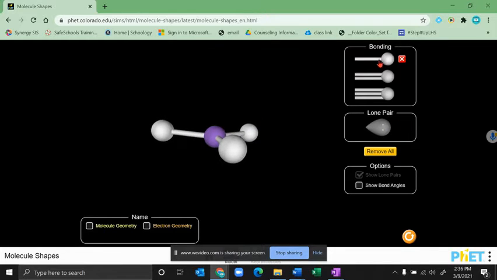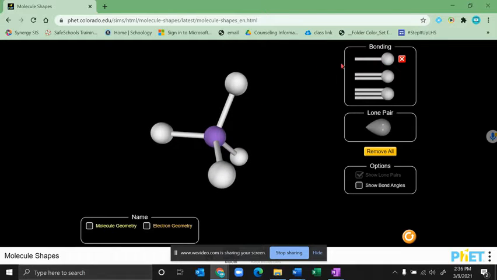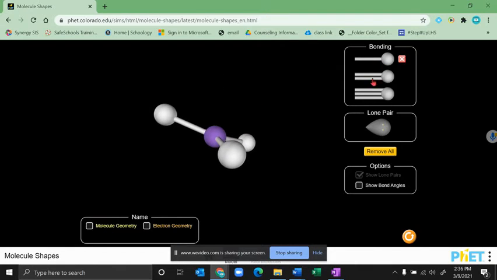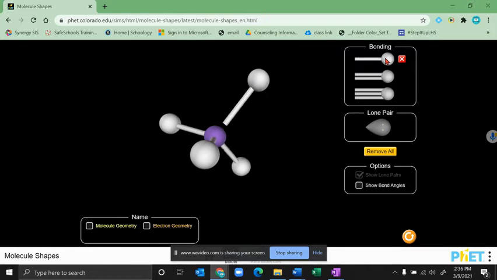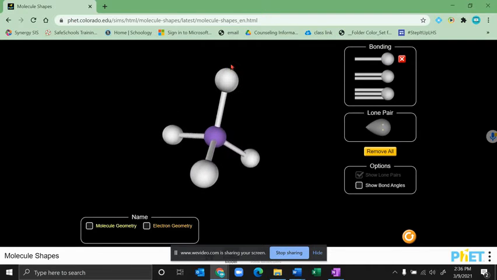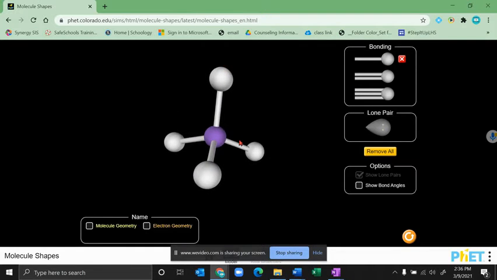And the last shape is what if you have 4. Notice I made trigonal planar on one plane, and then I add a 4th bonded pair, and now I'm in a 3-dimensional situation. So this is 4 bonded atoms around the center, for a name of tetrahedral.